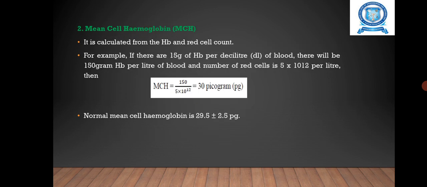It is calculated from the HB and the red cell count. Here also we have one example. It is given as 15 gram of HB per deciliter of blood, so there will be 150 gram HB per liter of blood, and the number of red blood cells is 5 into 10 power 12 per liter. So MCH equals 150 divided by 5 into 10 power 12, equal to 30 picogram. Here the normal mean cell hemoglobin is 29.5 plus or minus 2.5 pg.